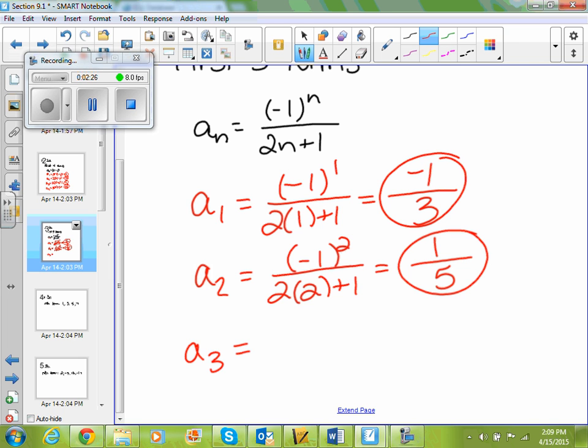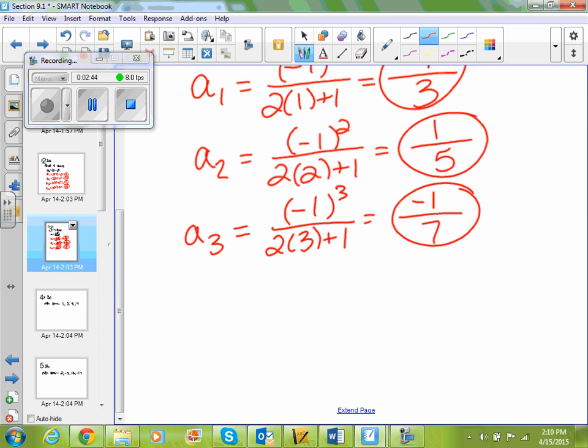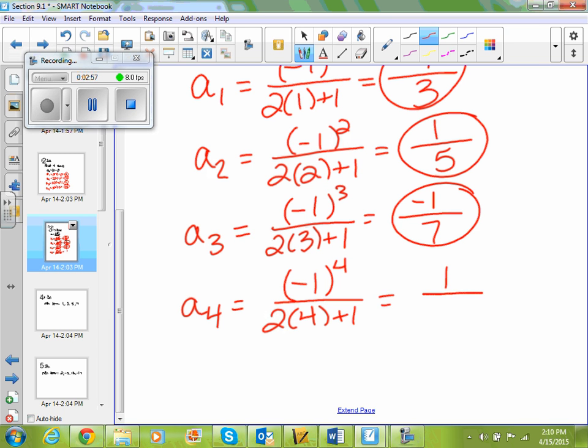If I find my third term, negative 1 cubed divided by 2 times 3 plus 1. Negative 1 cubed is negative 1. 2 times 3 is 6. 6 plus 1 is 7. So negative 1/7. If I find my fourth term, negative 1 to the fourth divided by 2 times 4 plus 1. Negative 1 to the fourth power is positive 1. 2 times 4 is 8. 8 plus 1 is 9. So positive 1/9.